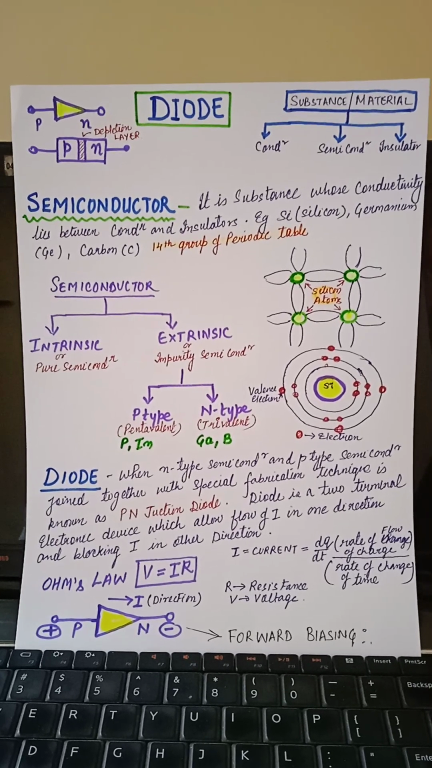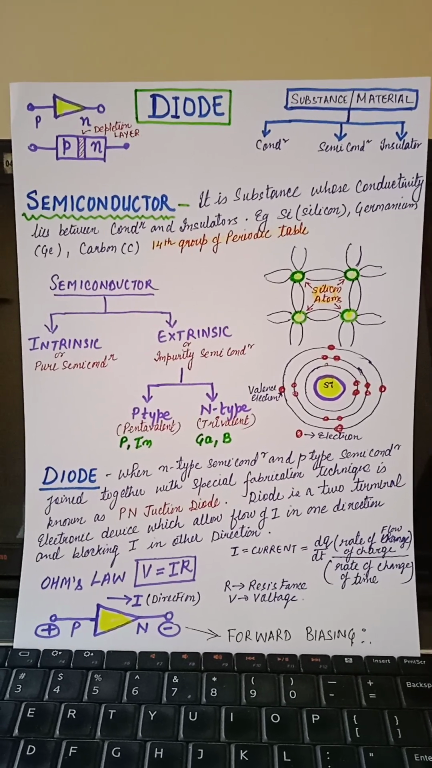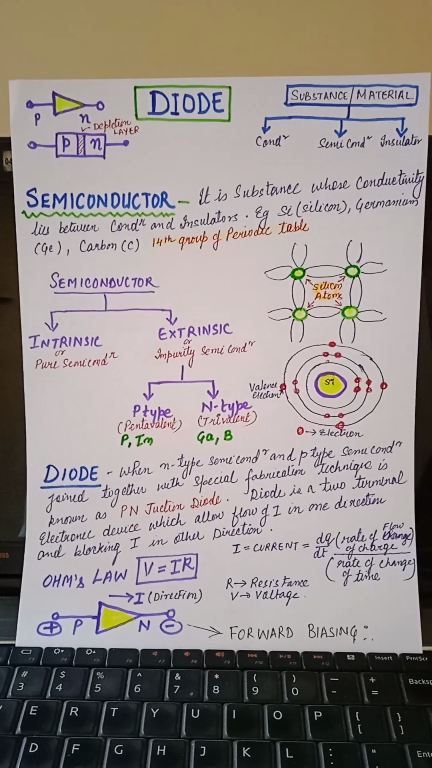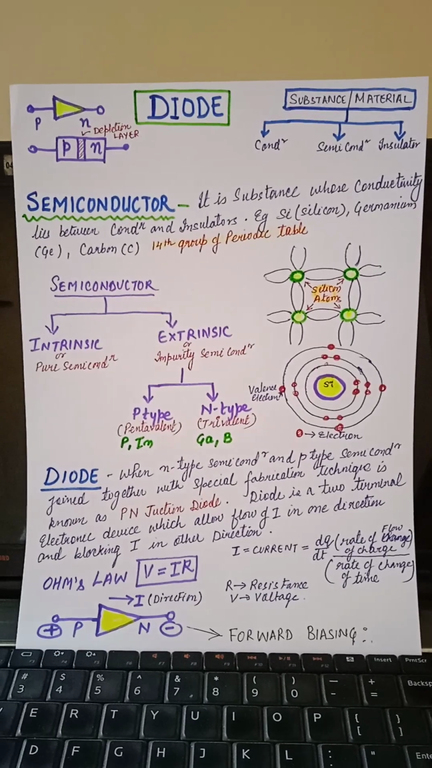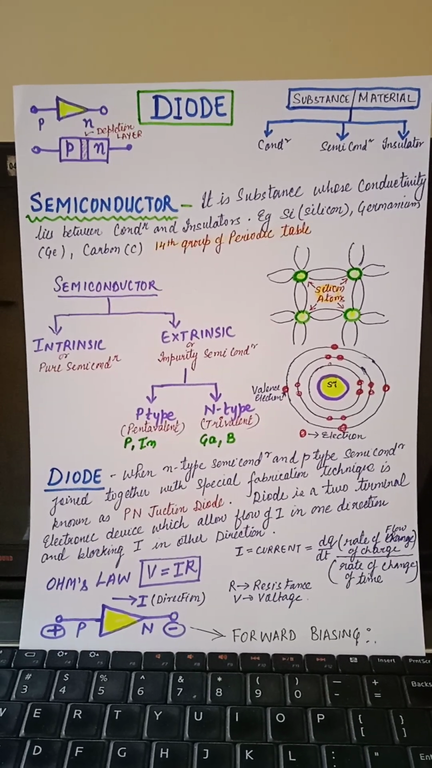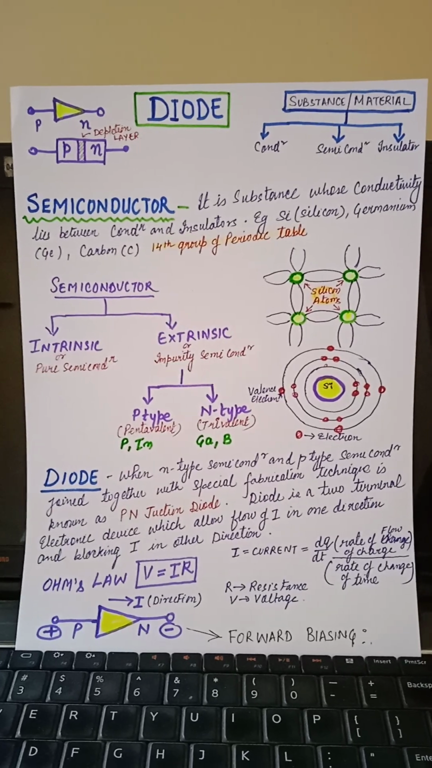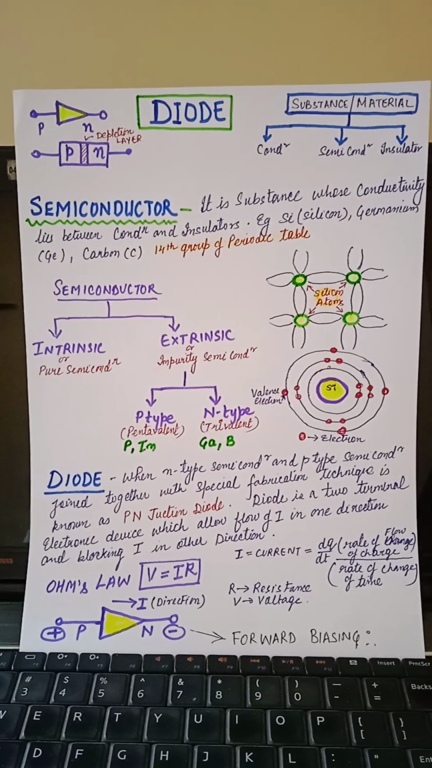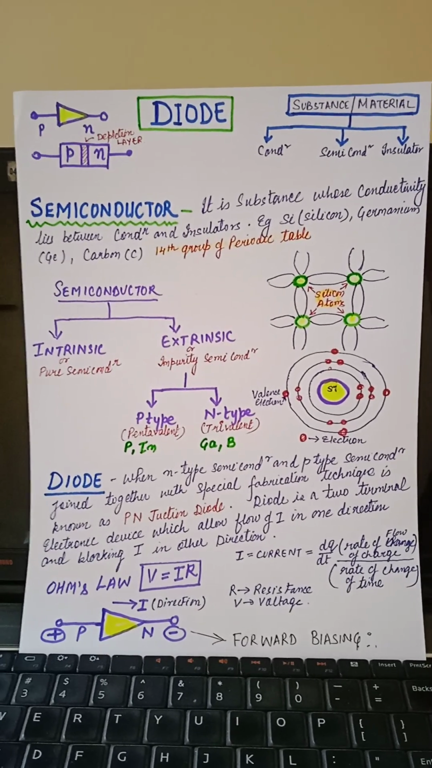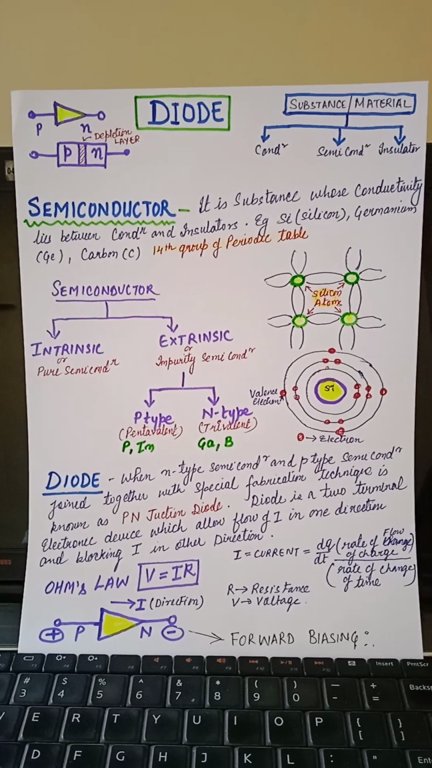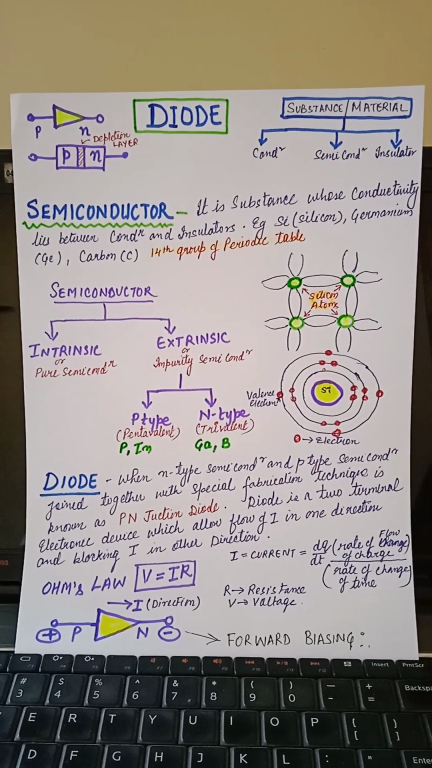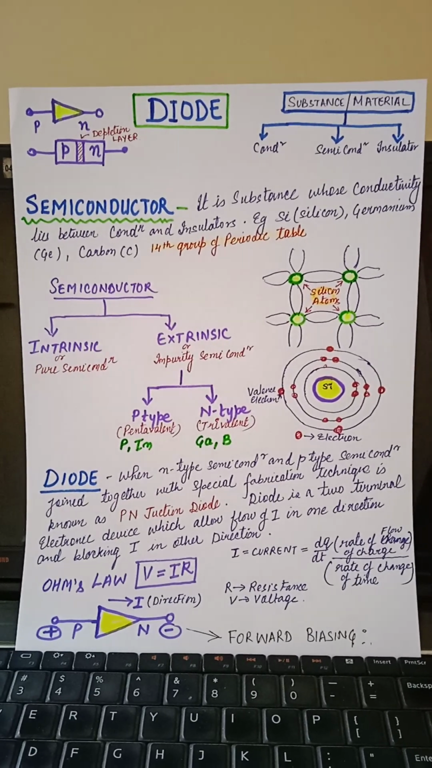So extrinsic semiconductors are of two types: P type semiconductor and N type semiconductor. In P type semiconductor, the elements are taken from the trivalent, 13 group of the periodic table, elements are gallium, boron and indium, In. And in N type, pentavalent, 15 group of the periodic table, elements are phosphorus and arsenic.